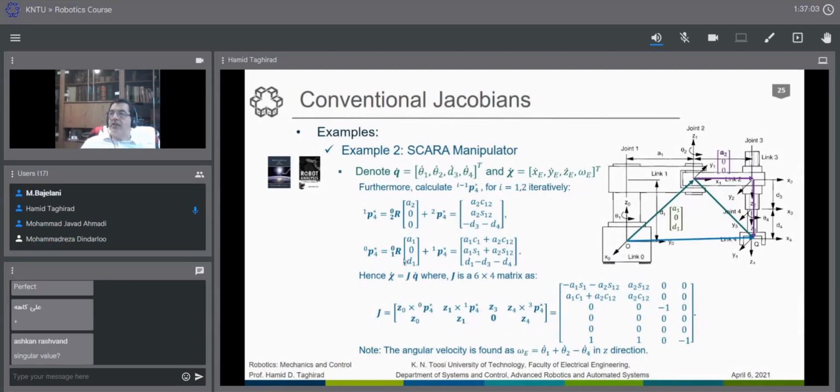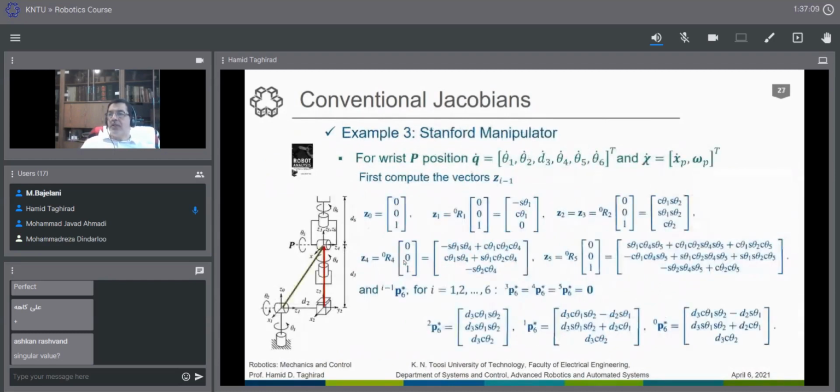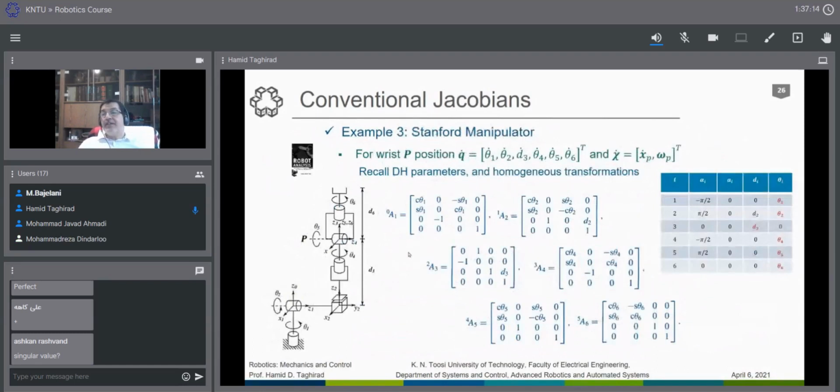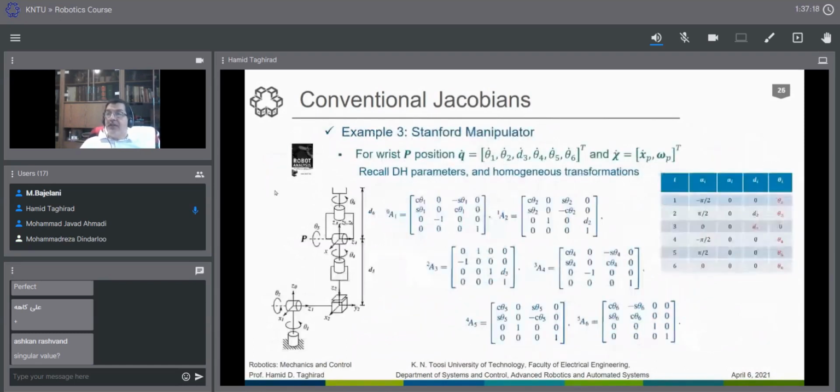Okay, now let's go to the last example. We don't have that much time, so I won't go through all the details here, but it is quite easy to find. In here, again, instead of finding the manipulator endpoint Jacobian, just to make it different from the previous one, we find the wrist point for the Stanford manipulator.